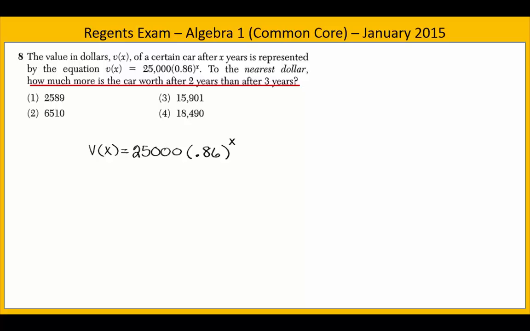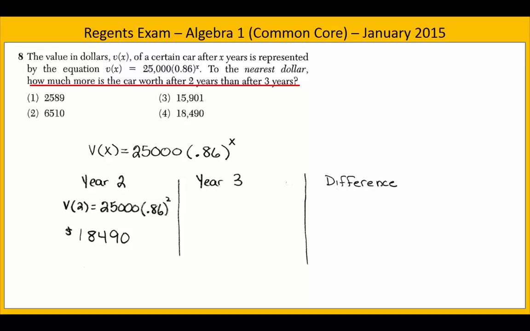We take our function and we evaluate it for year 2 and for year 3. Then we have to find the difference. In year 2, we substitute in 2 for the value of x, and we find that the car is worth $18,490. Year 3, we substitute 3 in for x, and we find that the car is worth $15,901.